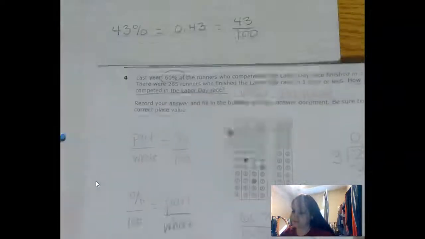Okay, so we first did fraction, decimal, percent. Then we did a part unknown, a percent unknown, and a whole unknown.